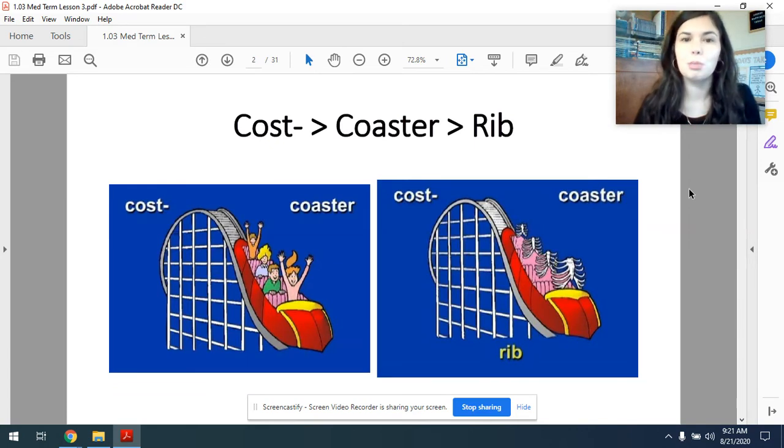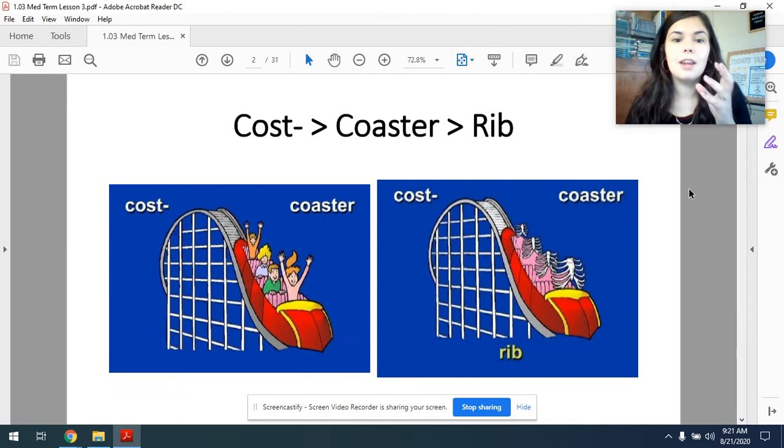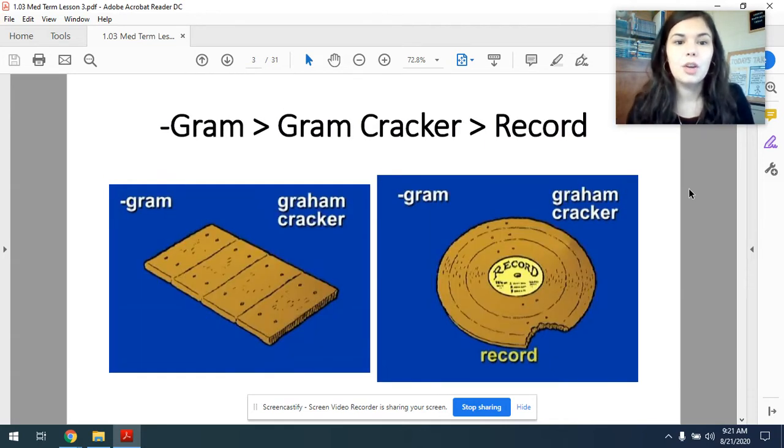You know how this works at this point. I give you a word and then an image that associates to that word, and then we twist that image around to somehow make it fit into your brain what it means. So first we have cost, which we have a picture of a roller coaster, cost, coaster. And then all of the little people who are raising their hands into the air have turned into ribs. Cost, coaster, ribs. Next, we have gram. Gram makes me think of a graham cracker. And now you can see the shape of the graham cracker has changed into a record, like what you would see on a record player. Graham cracker, record.